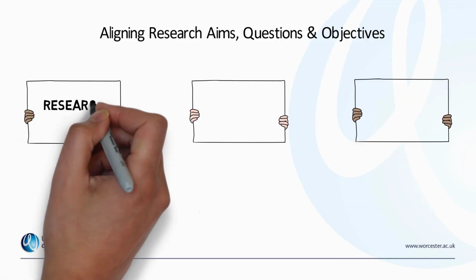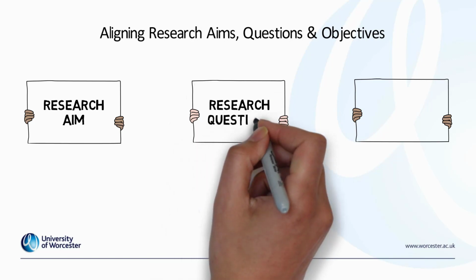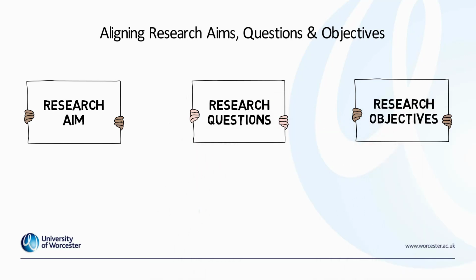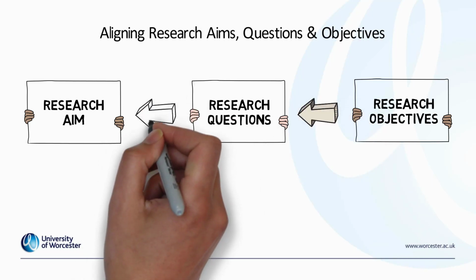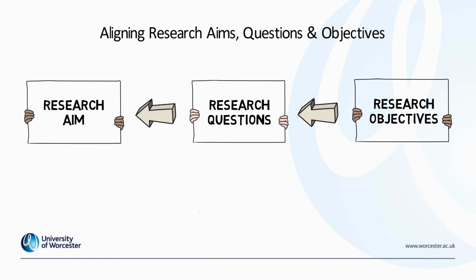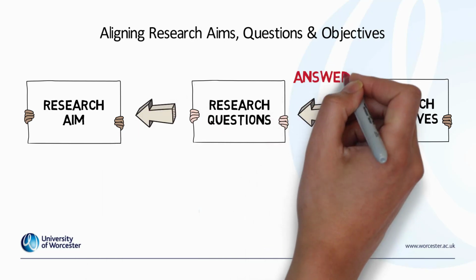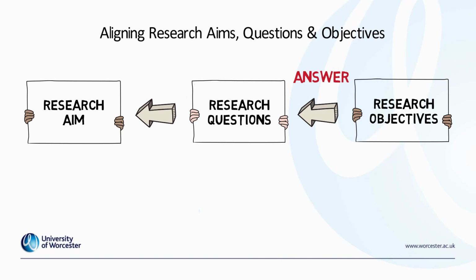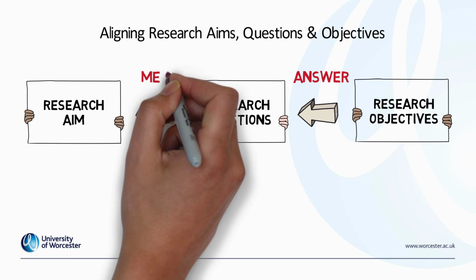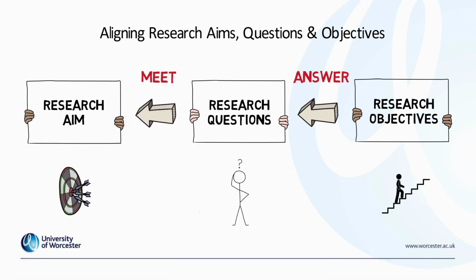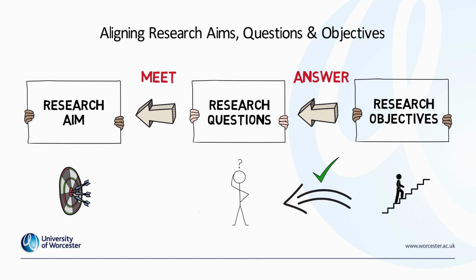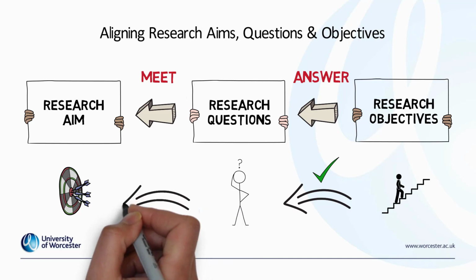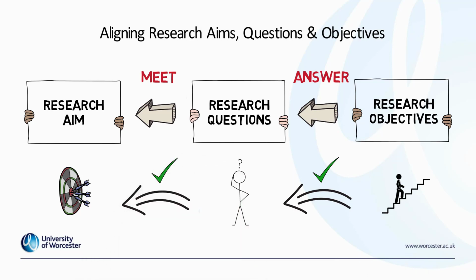So when it comes to aligning research aims, questions and objectives, if we think the other way from the narrowest to the broad, starting at the research objectives to the research aim, undertaking the research objectives should answer the research question. And then answering the research question should meet the research aim, so we can see how undertaking the steps, our research objectives, will answer our questions, and answering the questions we've posed will achieve our project goals and our project aim which we've set.